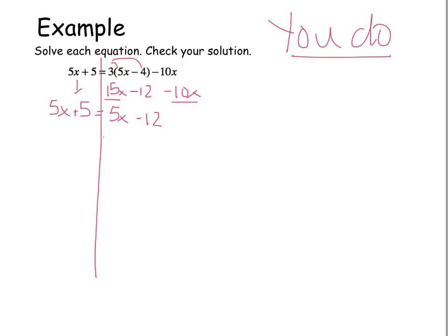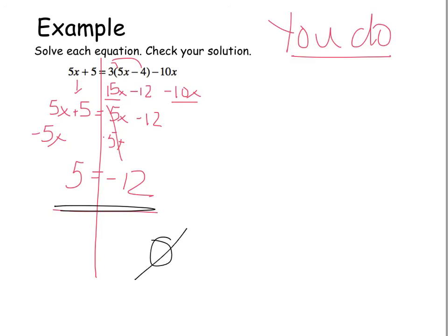All right, now I'm going to subtract one of these x's to both sides. Well, what is 5x minus 5x? Isn't that 0? It eliminates it. So now I'm left with 5 equals negative 12. Well, does 5 equal negative 12? No, it doesn't. So in this case, there is no solution.